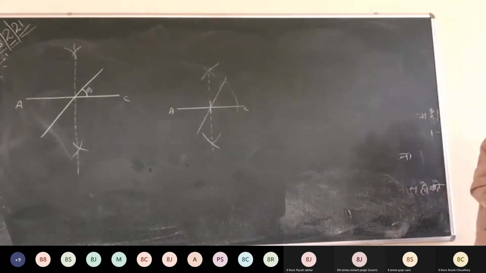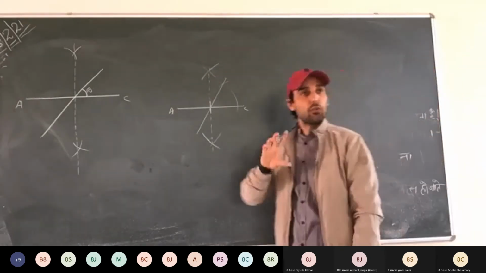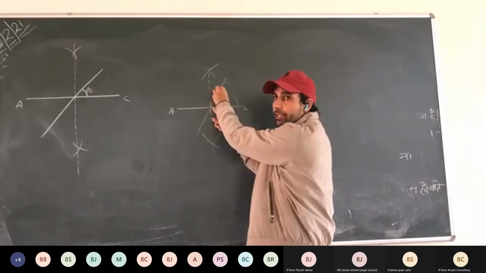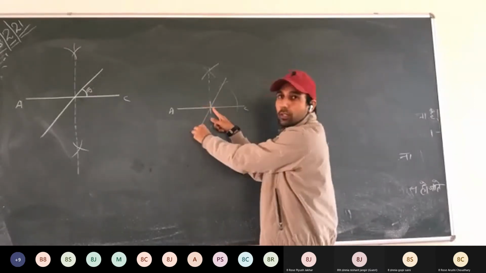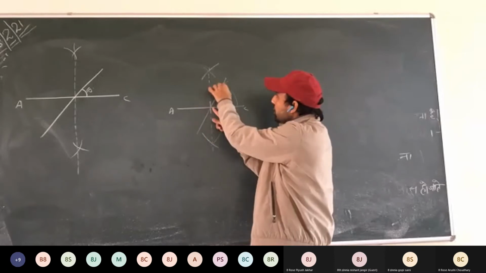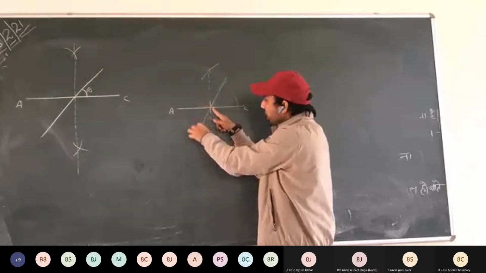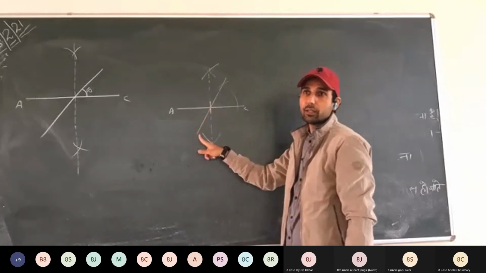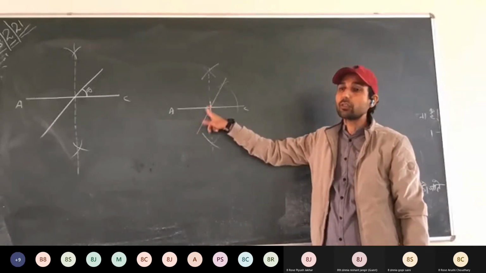And what is the length of the other diagonal? 4 centimeters. It means from this midpoint, 2 centimeters on this side, 2 centimeters on the bottom side, 2 centimeters on the top side, and 2 centimeters on the downside.